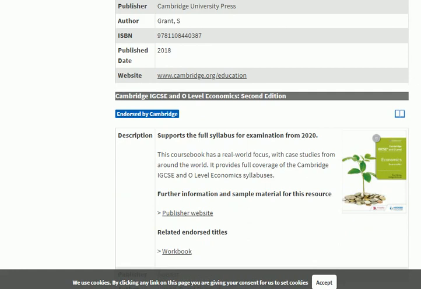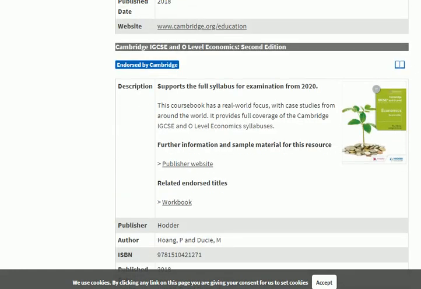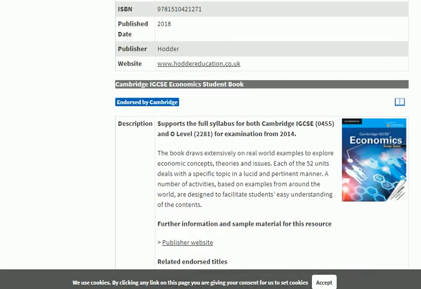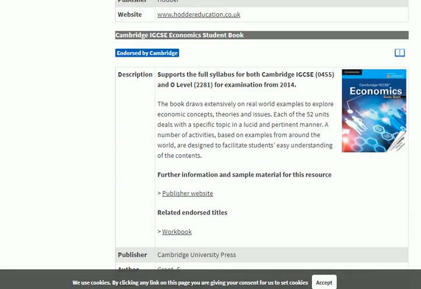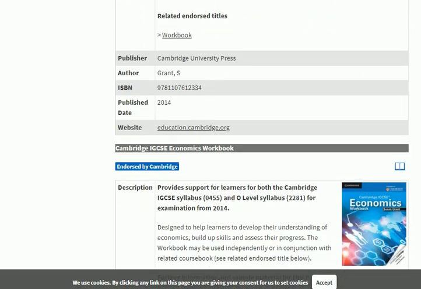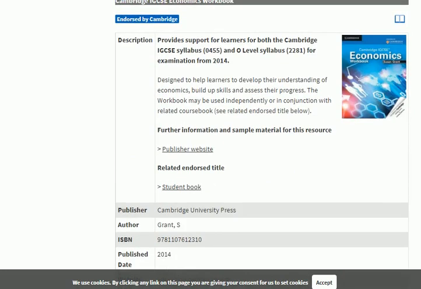Again, another updated one from 2020 from Hodder. And this supports the full syllabus, the IGCSE Economics Student Book. So those are some resources they suggest. Look for those in your library.